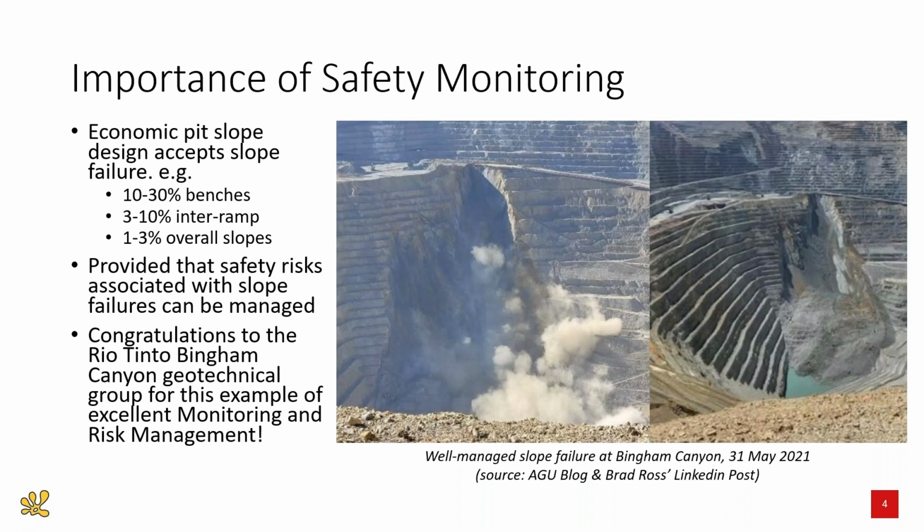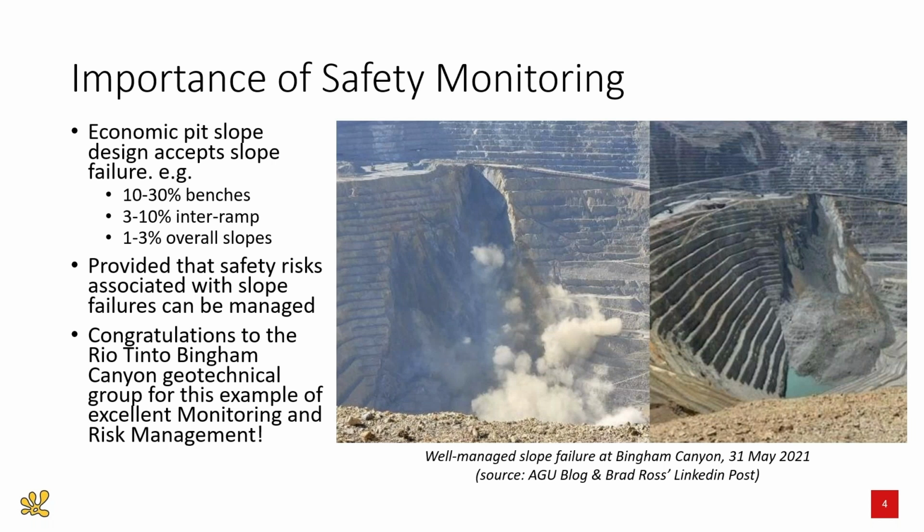So just a quick note on the importance of safety monitoring. This is a case study from 2 weeks ago from Bingham Canyon Mine in America. Some photographs from the AGU blog and Professor Brad Ross. So most economic pit slopes accept a certain amount of failure. For example, 10 to 30% of benches or 3 to 10% of interramp slopes.